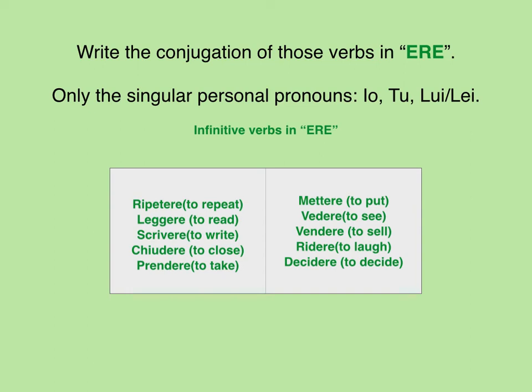Now here is a list of verbs in ere, and I would like you to write a conjugation of those verbs. And again, only with the singular personal pronouns io, tu, lui, lei. Ripetere, leggere, scrivere, chiudere, prendere, mettere, vedere, vendere, ridere, decidere.